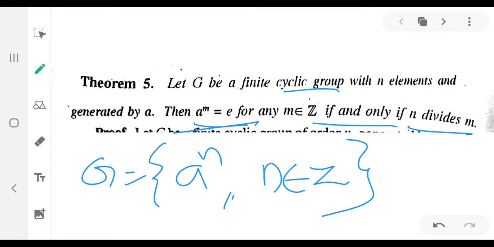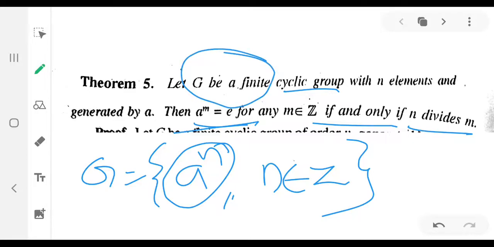So G ഒരു cyclic group ആണെന്ന് പറഞ്ഞാൽ G ക്ക് അകത്ത് ഉള്ള എല്ലാ എലമെന്റ്സും നമുക്ക് A യുടെ പവേഴ്സ് ആയിട്ട് റെപ്രസെന്റ് ചെയ്യാൻ പറ്റും. ദെൻ രണ്ടാമത്തെ കാര്യം, G ഈസ് എ ഫൈനൈറ്റ് സൈക്ലിക് ഗ്രൂപ്പ്. ഫൈനൈറ്റ് മീൻസ് ഓർഡർ ഓഫ് G ഇസ് ഈക്വൽ ടു N. ഓക്കെ, ബാക്കി നമുക്ക് പറയാം. അപ്പോൾ G ഒരു സൈക്ലിക് ഗ്രൂപ്പാണ്. അപ്പോൾ G ക്കകത്ത് എല്ലാം നമുക്ക് A raised to N എന്ന രൂപത്തിൽ എഴുതാം.